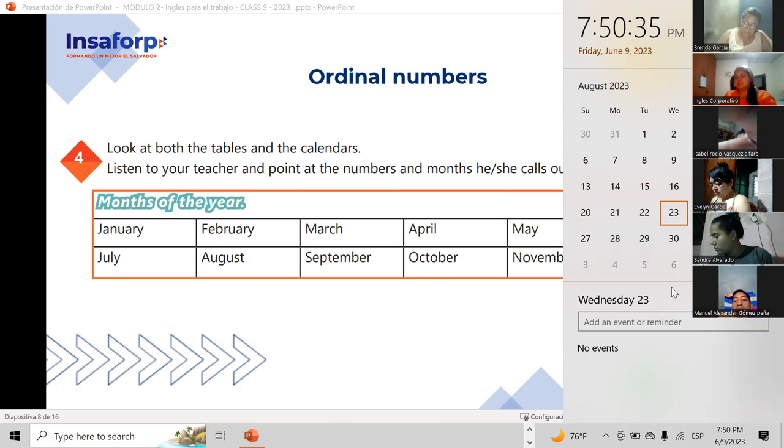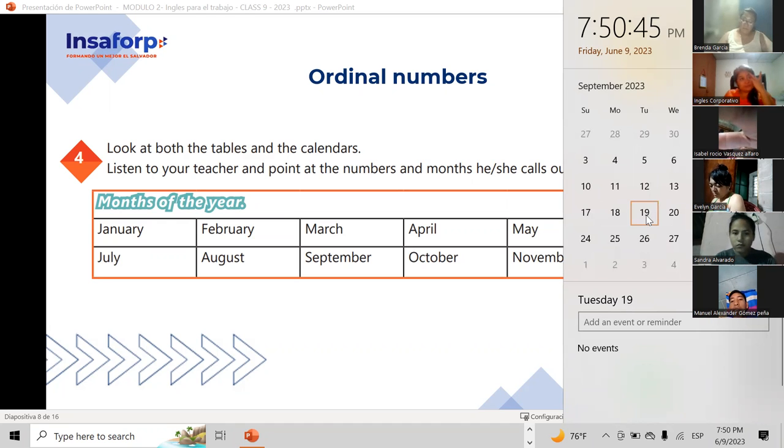Someone else? Ay, yo, teacher. Okay, Aide. A ver, Aide. This one. Sería Tuesday, September 2023. Yes. Uh-huh. Remember to try, okay, to sound that ordinal number that at the end, like TH at the end. Okay, 19. Okay. Thank you.